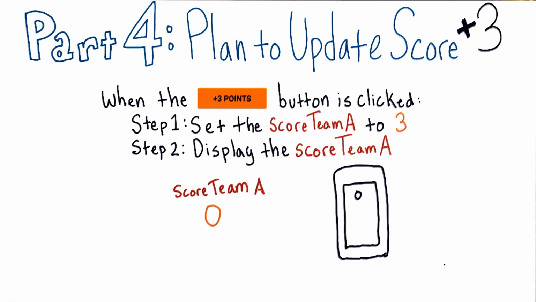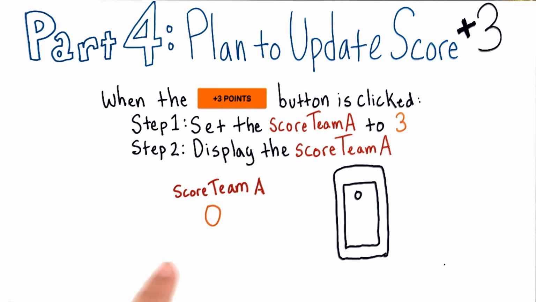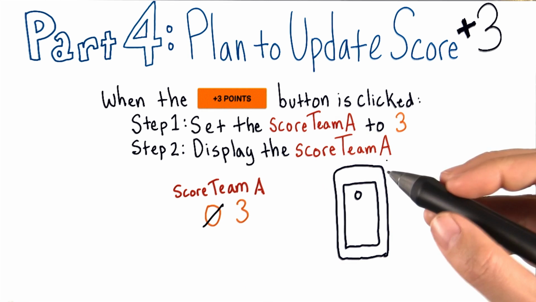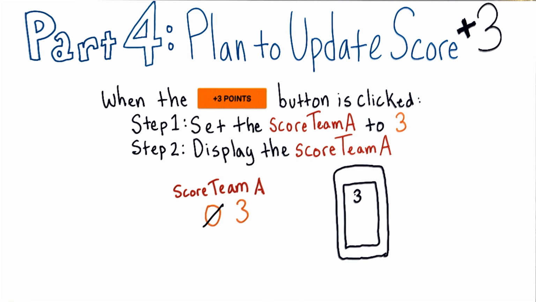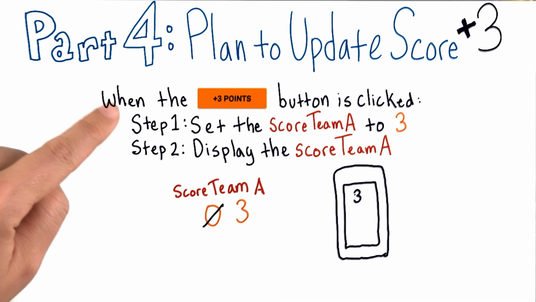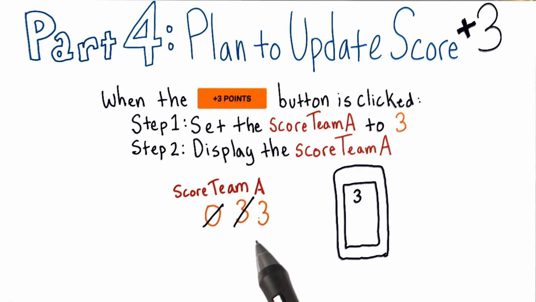Okay, so let's look at this scenario. I press the +3 point button, and step 1 is to set score team A to 3, and then step 2 is to display that score. Okay, that looks pretty good. I pressed +3 points, and it's displaying 3. Now I press it again, though, and step 1 is to set score team A to 3. Kinda silly, but that's what you told it to do.